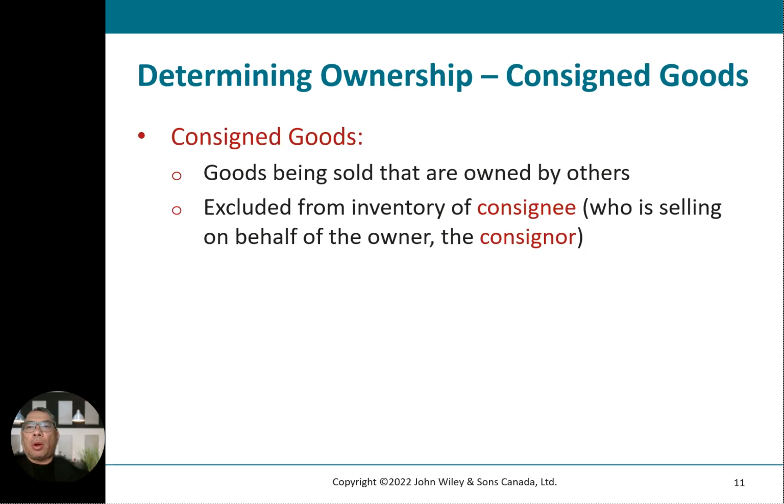All right. What are consigned goods? Consigned goods are goods that are being sold that are owned by others, excluded from the inventory. The consignee is selling on behalf of the owner, the consignor. This mostly happens in department stores. If you go to Hudson's Bay or any department store, you see all those beautiful beauty products such as L'Oreal, Revlon and other brands that could be consigned. As well as perfume, that's also one of those things.